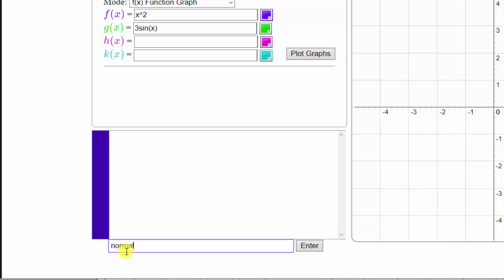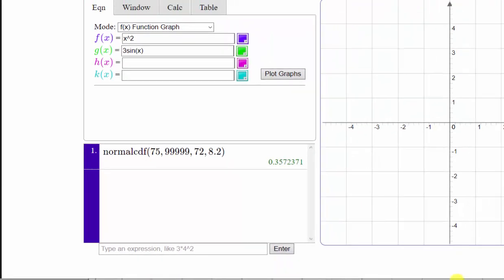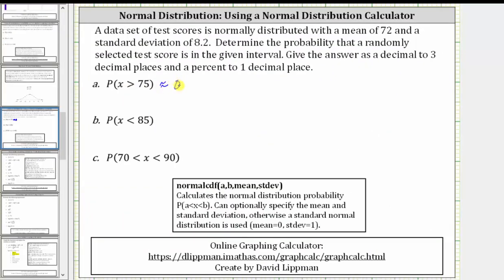We enter normal CDF, open parenthesis, and again, because we want the probability that X is greater than 75, the lower bound is 75. I'll exaggerate a large positive test score, for example, 99,999, the mean, which is 72, standard deviation, which is 8.2. Close parenthesis, and enter. To 3 decimal places, the probability is approximately 0.357, which is equal to 35.7%.